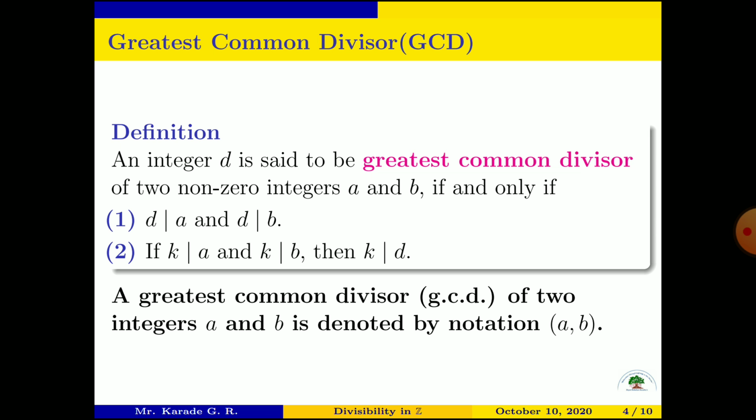The greatest common divisor GCD of two integers a and b is denoted by the notation (a, b). If d is the GCD of a and b, then d is equal to (a, b). So remember the notation for GCD of a and b.